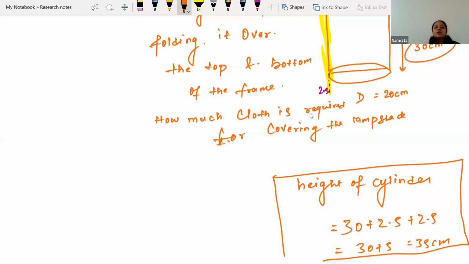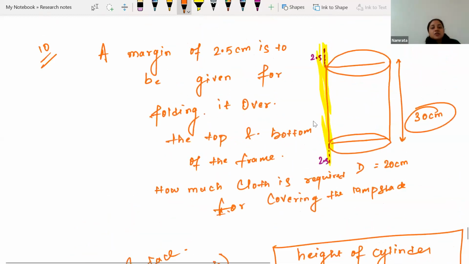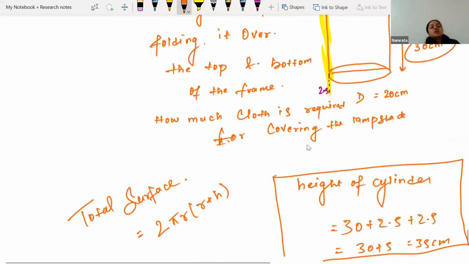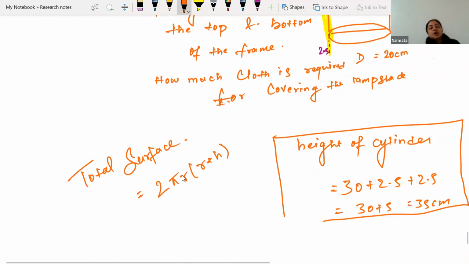What is the formula for total surface area of the cylinder? In your book, it must be written as 2 pi r in bracket r plus h. How we got this formula? We got this formula from here only. So either you can go ahead with the help of total surface area formula, that means curved surface plus upper circle plus downward circle, or you can directly use this formula 2 pi r in bracket r plus h.